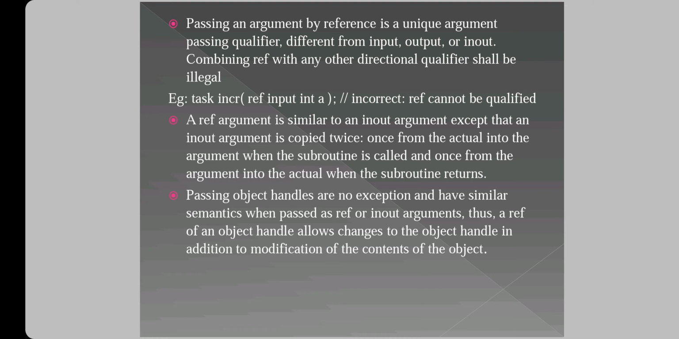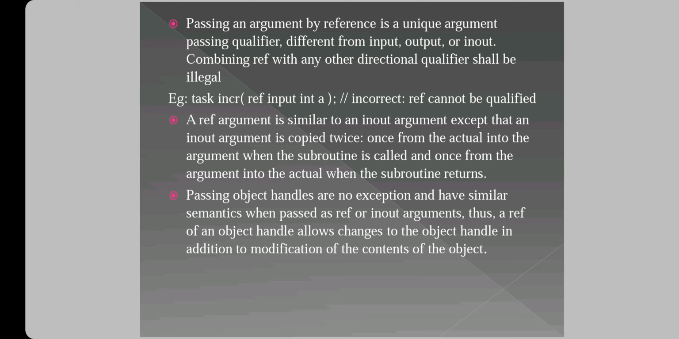Passing an argument by reference is a unique argument passing qualifier, and it is different from input, output, or inout combinations. Combining ref with any other directional qualifier shall be illegal. For example, you have a task, incrementing task, where you have a ref input integer type a, which is incorrect. Ref cannot be qualified here because you have already provided an input, and you are again providing it as a reference.